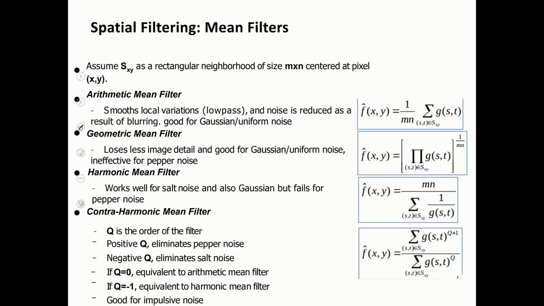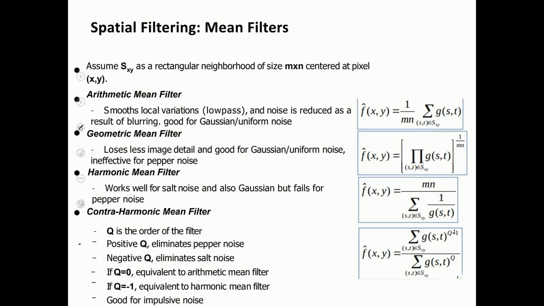Now the other thing is, if Q is a positive number, this filter will help in eliminating pepper noise. If Q is negative, it helps in eliminating salt noise. Why? From the expression, just tell me why. Well, read this one. Positive Q eliminates pepper noise, and if Q is negative, it eliminates salt noise. Let's say you have negative, what will happen? It will act like a harmonic filter, right? And if it acts like a harmonic filter like this, it helps in reducing the salt noise. So for negative numbers, it will be salt noise.